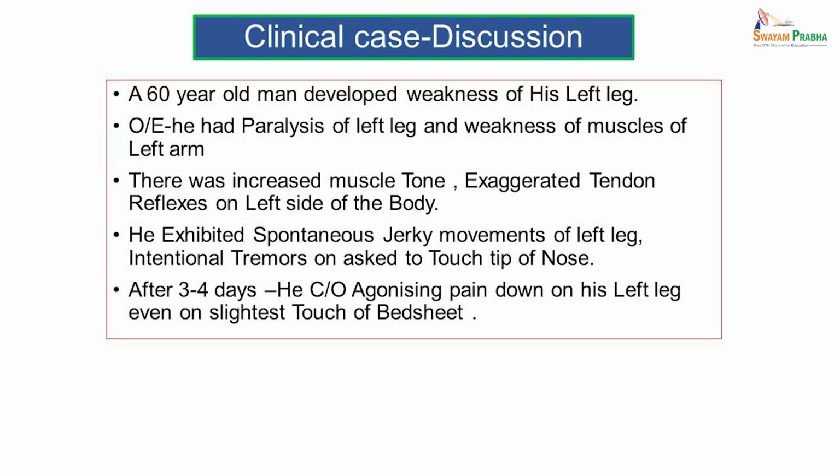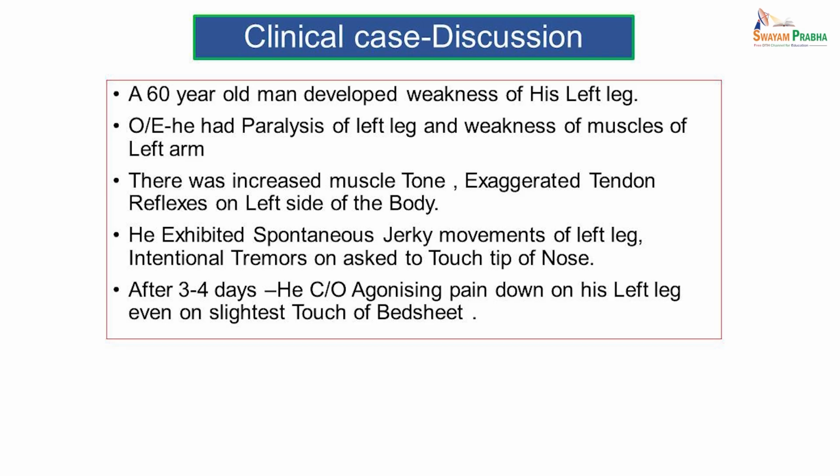So, coming back to our case, what we had told about the case is a 60-year-old man, with the development of weakness in his left leg, paralysis of the left leg and weakness of the muscles of the left arm.